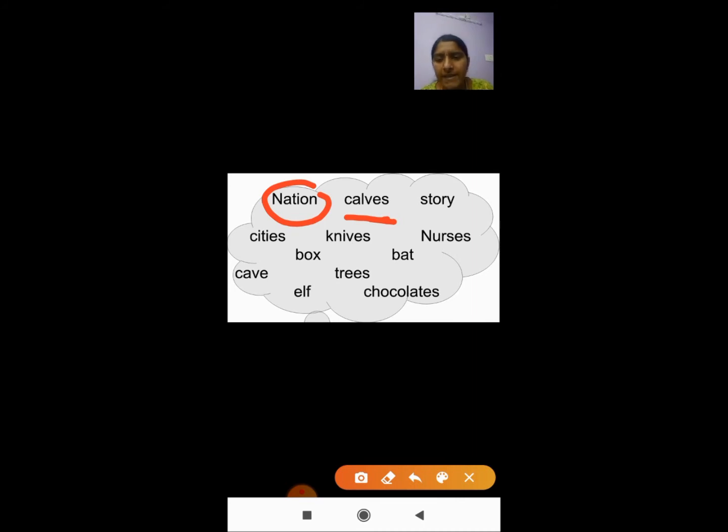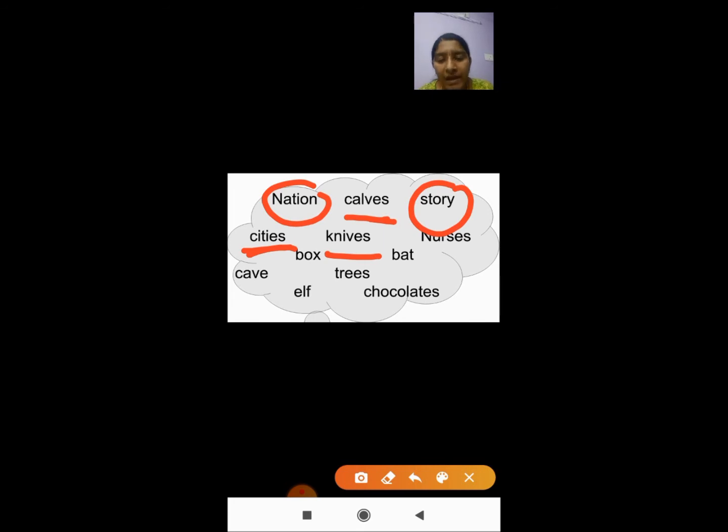Whenever here down you can see cities, we are having ES, so it is plural, we are just underlining it. Okay, then again you can see here VES at the last, knives, so we are going to underline, it is a plural word. Here also IES is there for cities, so it will be plural. Okay, what about this story, we have Y at the last, it is singular, so circle it.